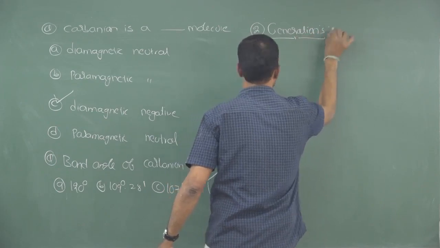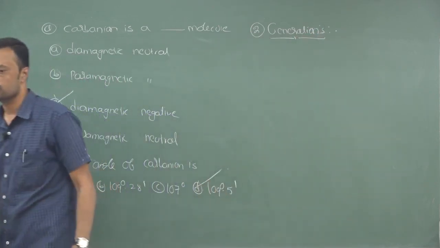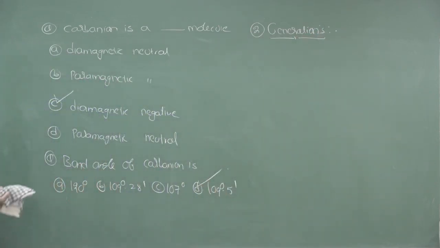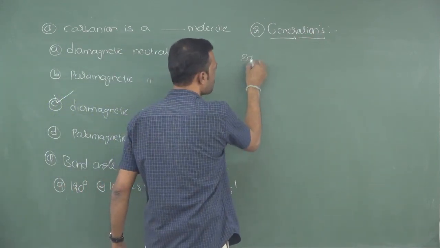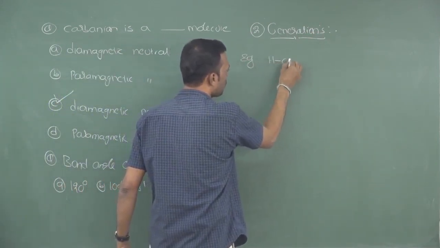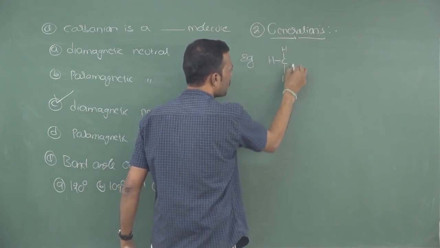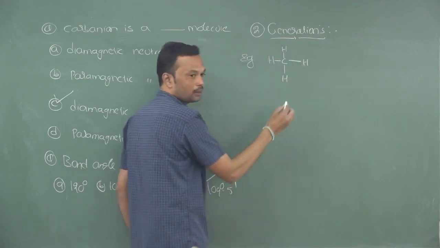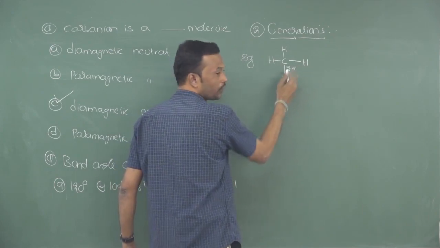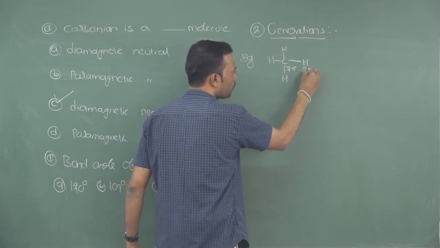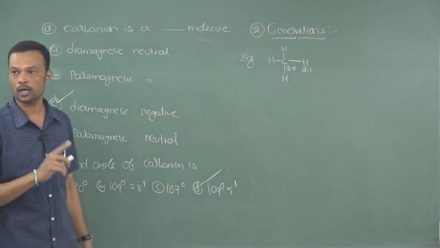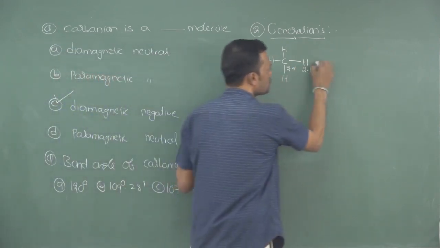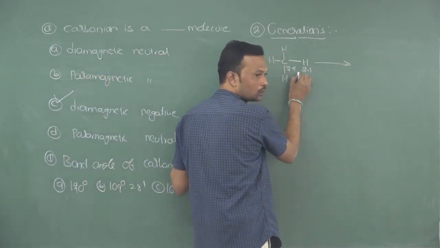Generations of carbanion: how to prepare a carbanion, how to generate a carbanion. Now, one of the best methods is this. See, I am taking a hydrocarbon. What is the electronegativity of carbon? Carbon electronegativity is 2.5 and hydrogen electronegativity is 2.1. Now this bond is not a polar bond, it is non-polar.